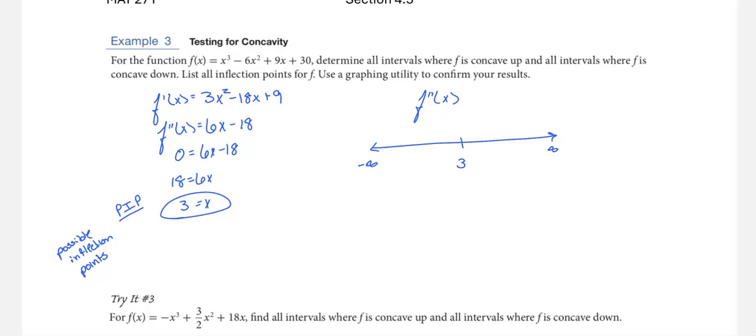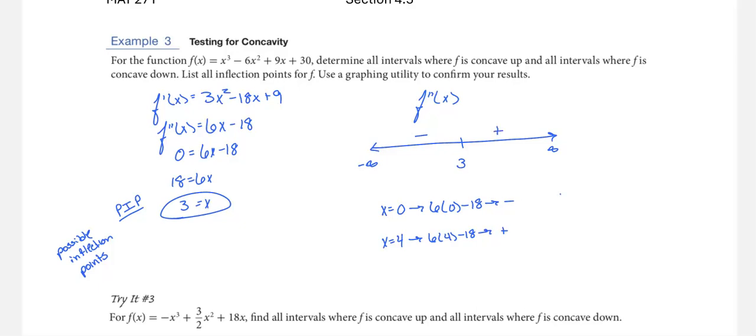So we're going to test that second derivative. Just like we did with the first derivative, we're going to pick numbers in here. I'm going to pick 0 on the left and maybe 4 on the right. And all we care about is the sign going into the second derivative. So 6 times 0 minus 18, and that's going to give us a negative value. And when we plug in 4, we have 6 times 4 minus 18, and that's going to give us a positive value.